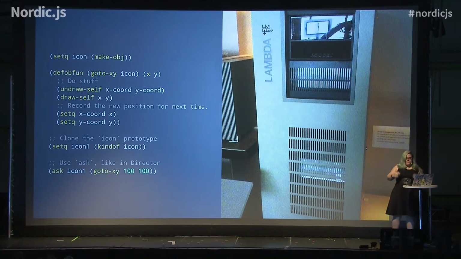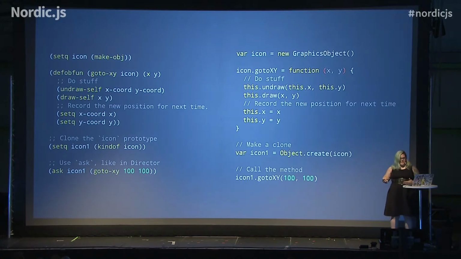So aside from the parentheses, I think this would be not too foreign to a lot of people here, especially when you put it side by side with JavaScript. First, we create a new instance of graphics object, then we add a goToXY method, then we use object create to create a new icon called icon1, which delegates to the original icon. Finally, we call that prototype's method on icon1, and it goes up the inheritance chain to call that method.